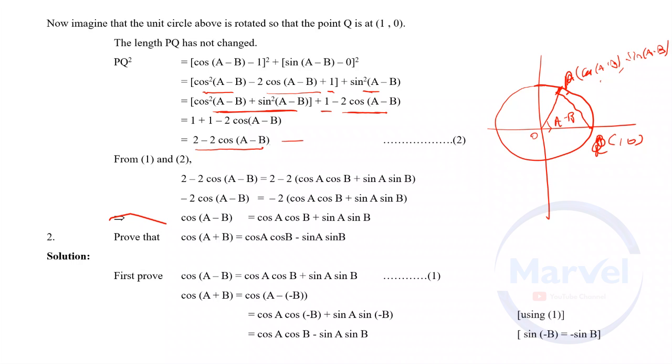From equations 1 and 2, the LHS are equal and hence the RHS are equal. So 2 minus twice cos of A minus B equals 2 minus twice cos A cos B plus sin A sin B. First cancel 2. Then minus 2 into cos A minus B equals minus 2 into cos A cos B plus sin A sin B. Now cancel minus 2 again. So what is the final expression? Cos A minus B equals cos A cos B plus sin A sin B.